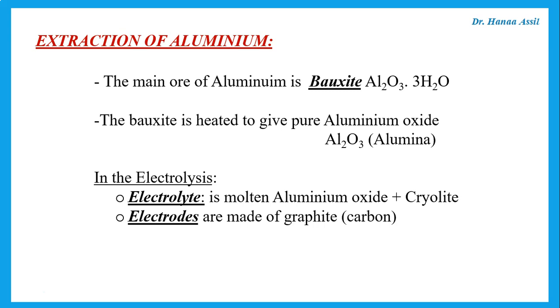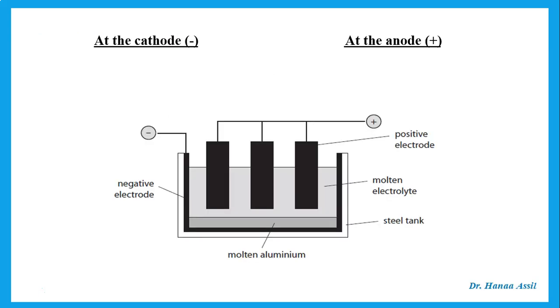So I need molten aluminium oxide, but aluminium oxide alone melts at 2100 degrees Celsius, which is very high. So we add cryolite. Why are we adding cryolite? To lower the melting point of the mixture, so we don't need to heat it to a very high temperature, which is more expensive. So the electrolyte is molten aluminium oxide plus cryolite, and the electrodes are made of graphite, which is carbon, and at the cathode we get aluminium.